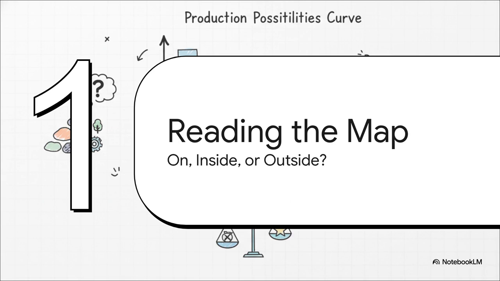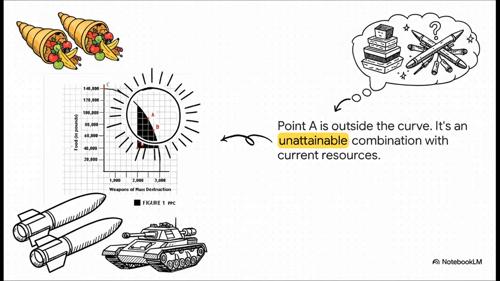Okay, so how do we actually read this map? Well, to get it, you need to know what it means to be on the curve, inside the curve, or even outside of it. Let's use a classic example from economics to make it really clear. A country deciding between making weapons or producing food. First up, take a look at point A. See how it's floating outside the curve? You can think of this as the dream scenario. We'd love to have tons of food and tons of weapons, but with the resources and technology we have today, it's just not possible. It's an aspiration, something to aim for, but it's not a reality right now.